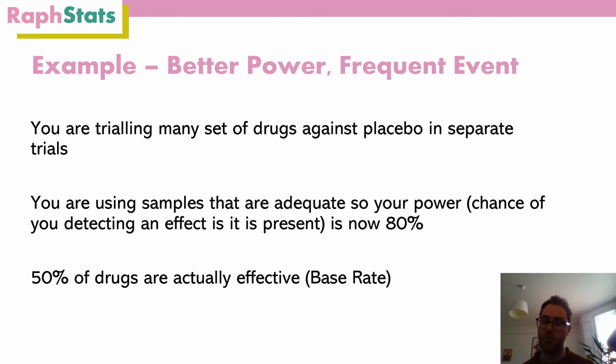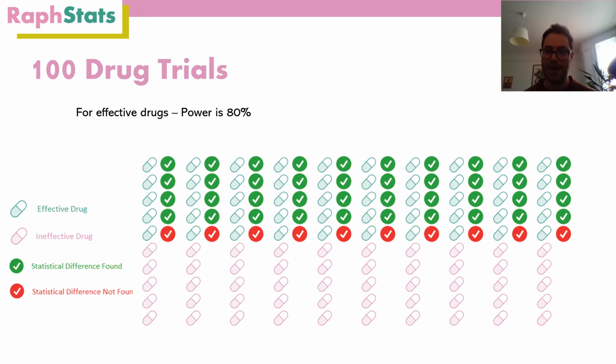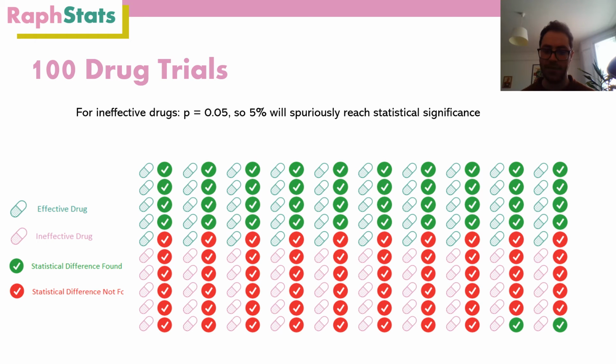For the final example, we're just going to keep the power the same at 80%, but this time increase the base rate, so actually 50% of the drugs looked at here are effective. And so here you can see the population is a lot more balanced. And this means if our power is 80%, then 80% of 50, which is 40, we're going to find to be effective. There are fewer ineffective drugs, so it's 5% of 50 this time, which is about 2.5, so I put 2 here for convenience.